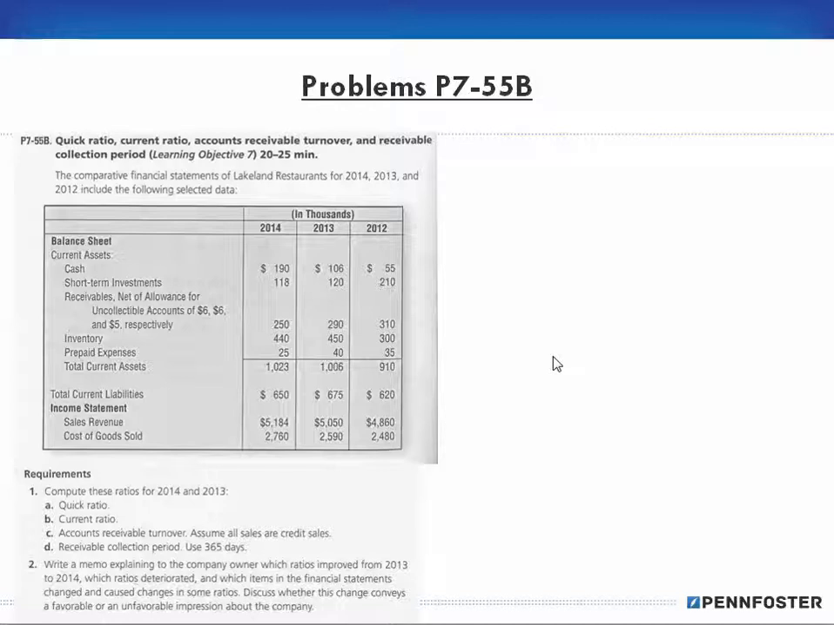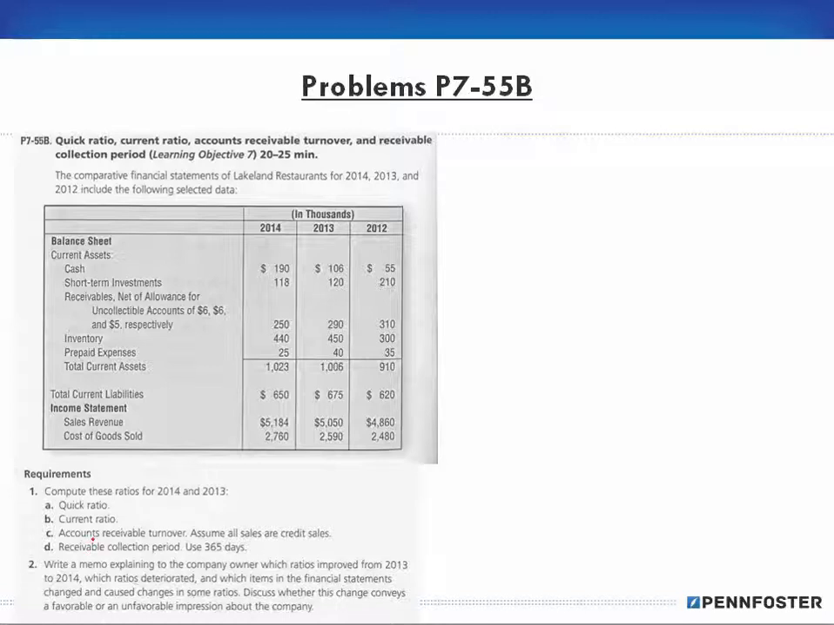All right, so this is our focus on decision making, our ratios: quick ratio, current ratio, accounts receivable turnover, and receivable collection period. So it says here the comparative financial statements for Lakeland restaurants for 2014, 2013, and 2012 are included in the selected data. And there's the data. Compute these ratios for 2014 and 2013. So these are the four ratios.